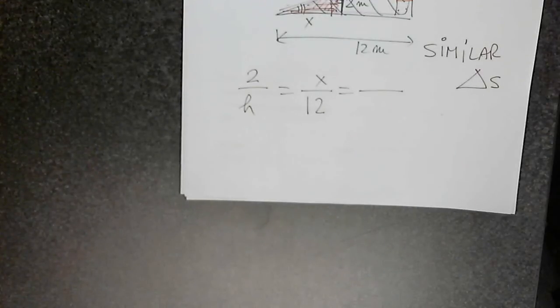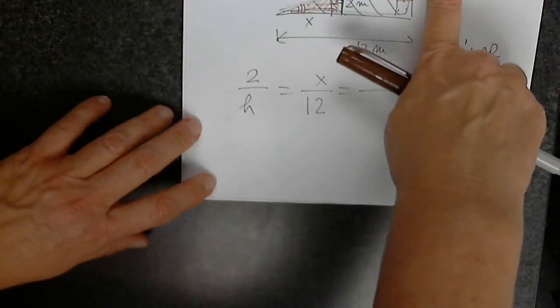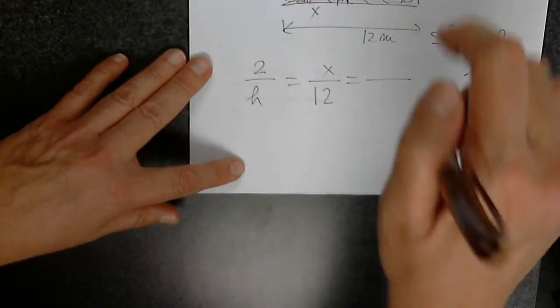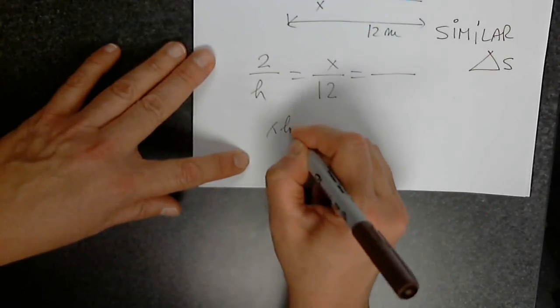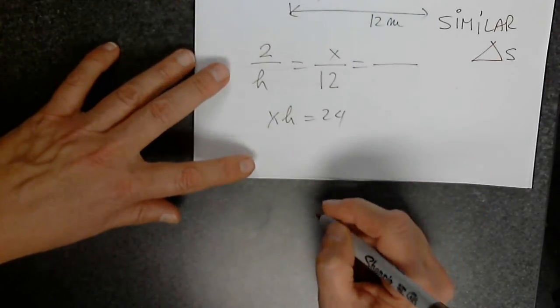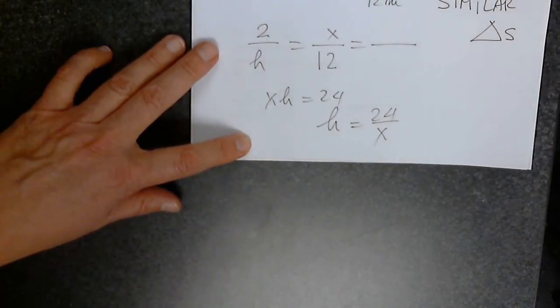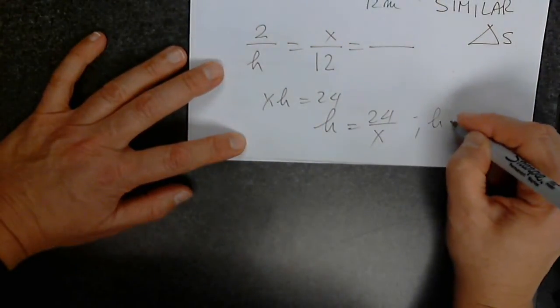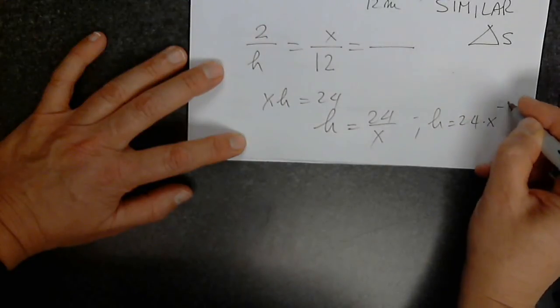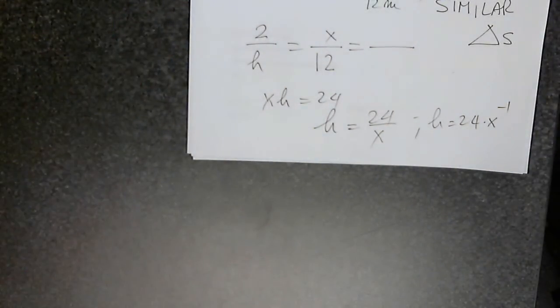I have two variables, but which one am I interested in? Yes, of course. I'm interested in the height. So cross multiply, xh equals 24, or h equals 24 over x. Or better, 24 times x to the negative 1. What do I do next?